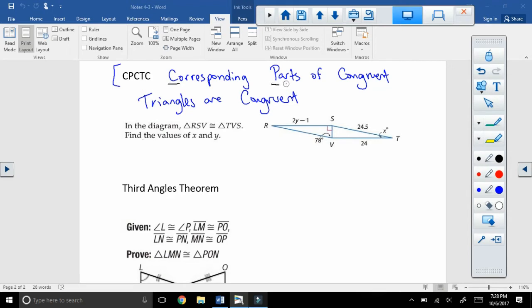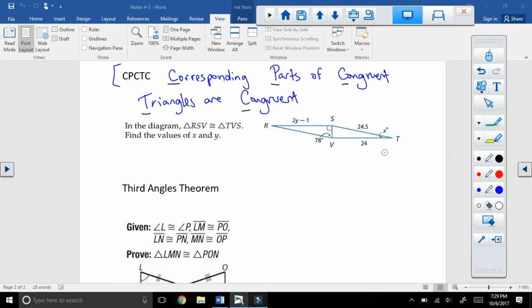So C, P, C, T, C, and lets you know that if you know triangles are congruent, then you know all of their corresponding parts are congruent. Like what we just did in the last example where we listed out all the pairs of corresponding angles that are congruent and all the pairs of corresponding sides that are congruent. And this is just a way of abbreviating that. Once you know triangles are congruent, you know that everything's congruent. And if everything's congruent, then you know the triangles are congruent.